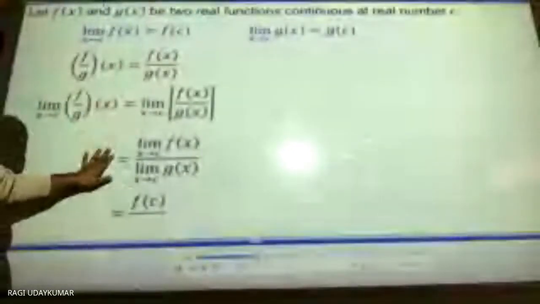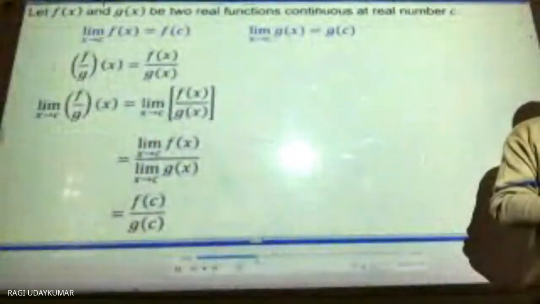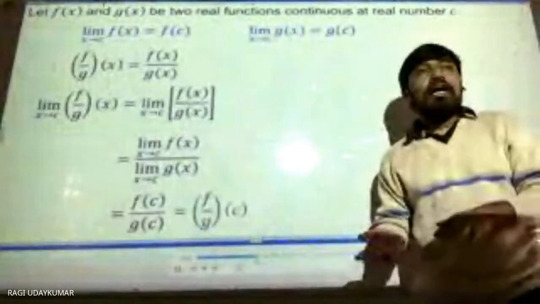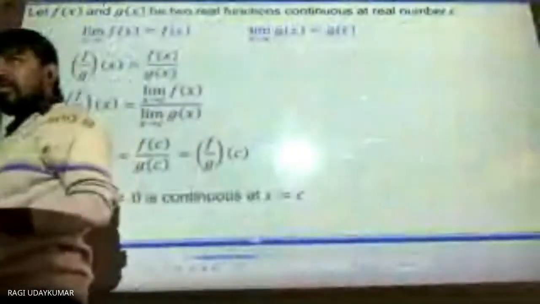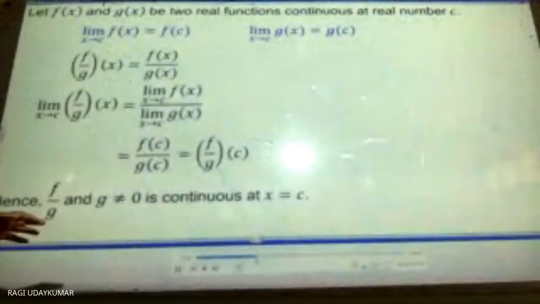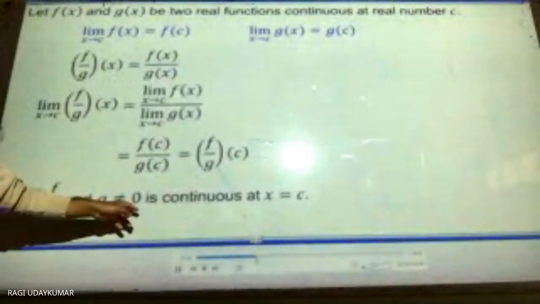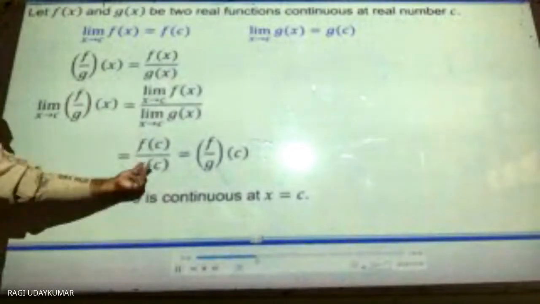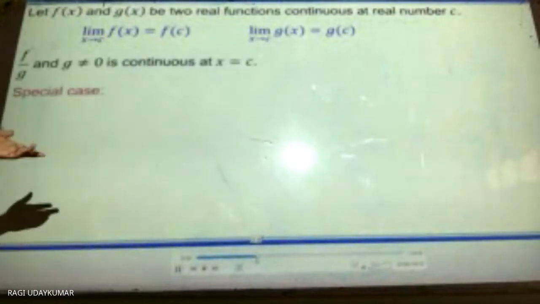So, the algebra of continuity of two functions. Whenever you are taking the sum of two functions, if the two functions are continuous, then the sum of the two functions is also continuous. The difference of the two functions is also continuous, and the product of the two functions is also continuous. The quotient of the two functions is defined provided that g should not be equal to 0. That means the function in the denominator should not be 0. Only then can you say so.